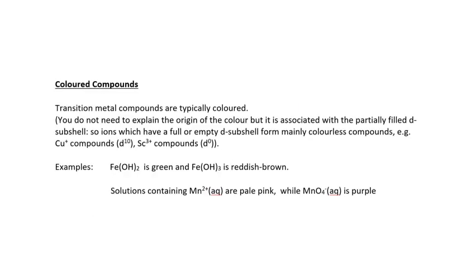Finally, then, coloured compounds. The origin of the colour is really quite an interesting story, but is beyond A level. So you just have to know that it's linked to having a partially filled D subshell. So if you have a D0 ion or a D10 ion, it won't be coloured. And that's important to realise. But anything that has at least one but fewer than 10 D electrons, you'll expect to be coloured. And unfortunately, there are quite a few colours that you have to learn specifically for the purposes of this part of the A level.